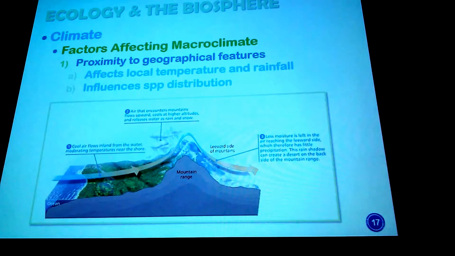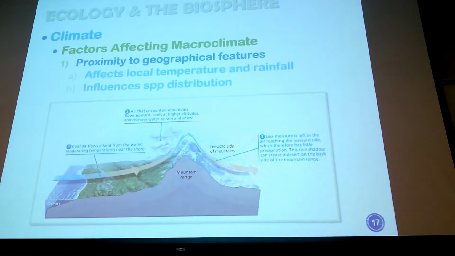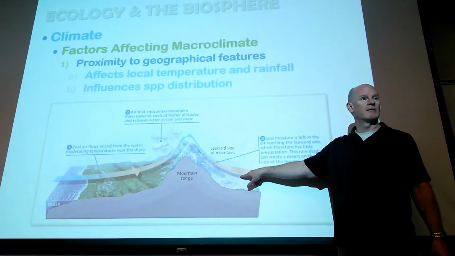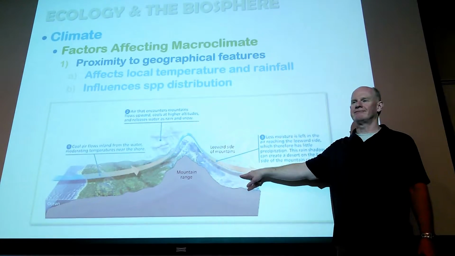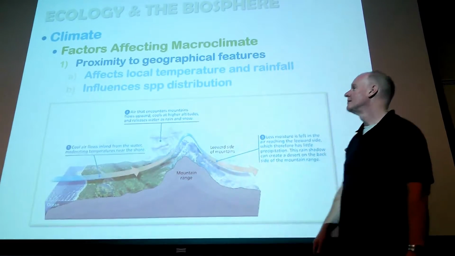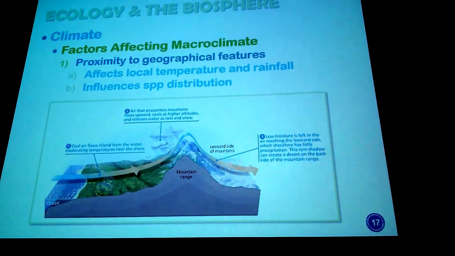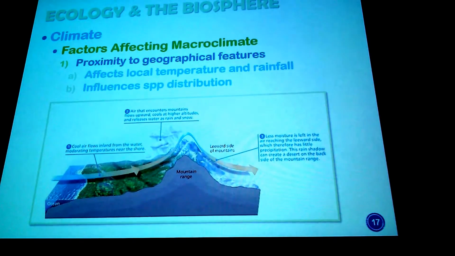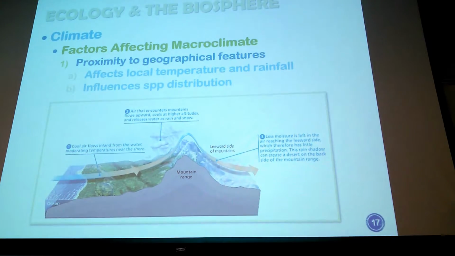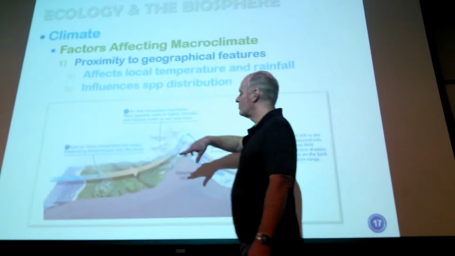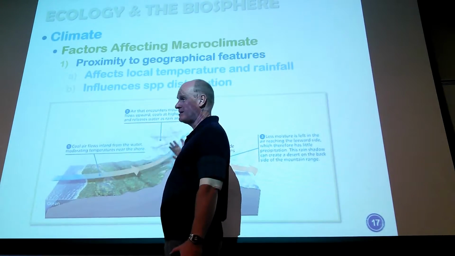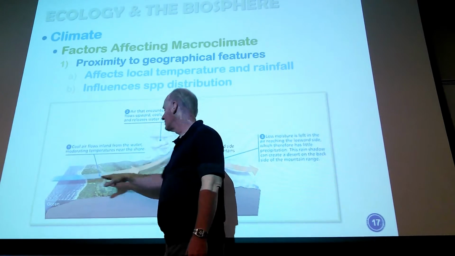Factors affecting microclimate. Okay, you should be familiar with this because you live right here. And you're thinking, wait, I don't see my house. In general. Proximity to geographical features, such as living close to an ocean and having a mountain between you and the ocean, affects local temperature and rainfall, and influences species distribution. Okay, we get this. It's all because cool air flows in from the water, moderating temperatures near the shore. This is why we go to the beach in the summer, to get away from the heat, right? It's always cooler at the beach.